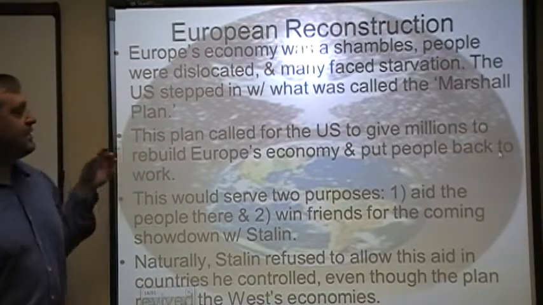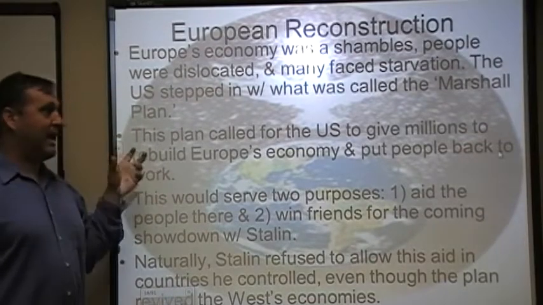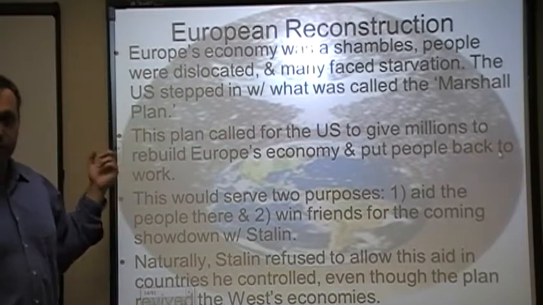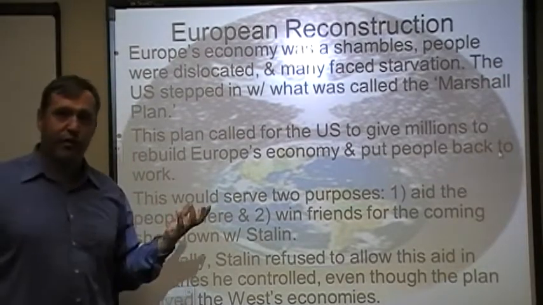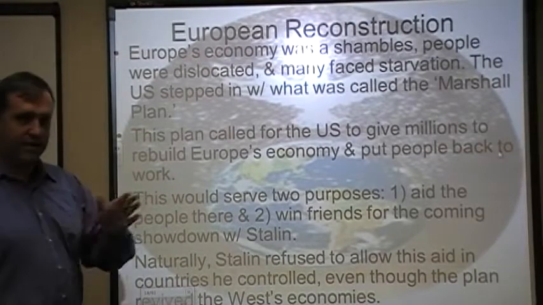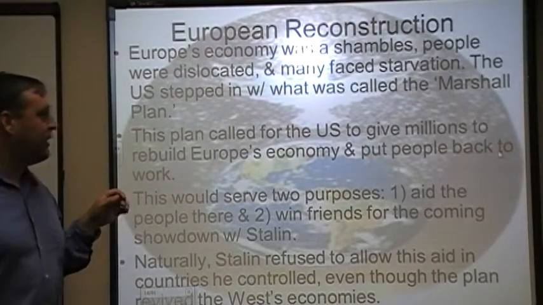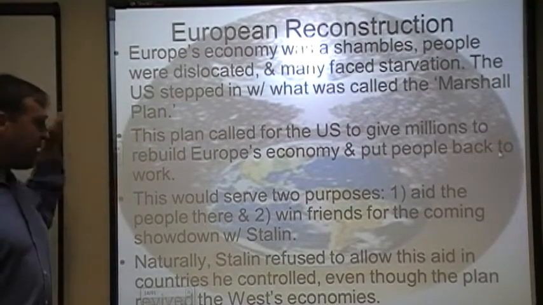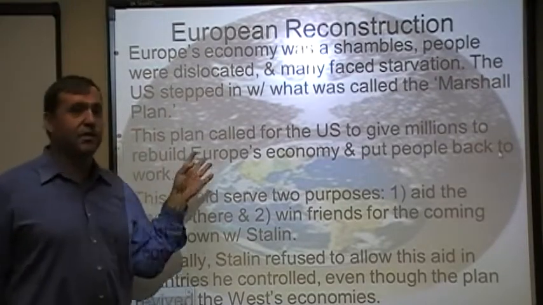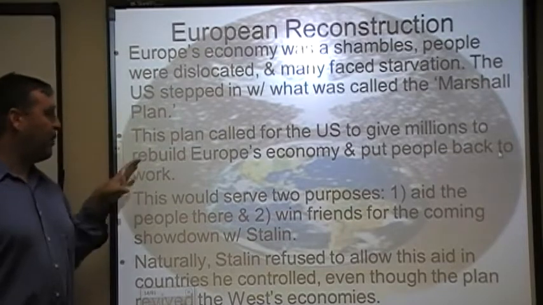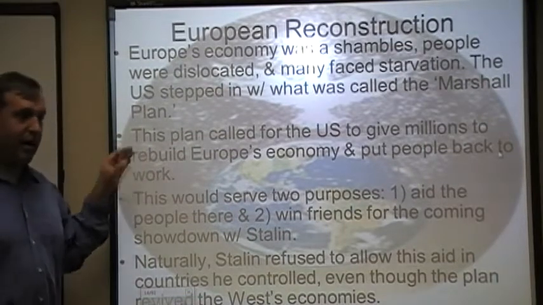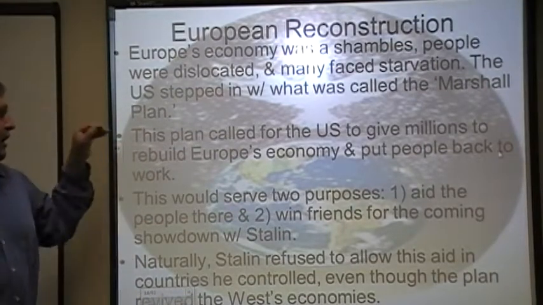The United States is going to step in to this diplomatic and economic vacuum with what it called the Marshall Plan. This was championed by Secretary of State John Marshall. He had been the top general for the United States during World War II and then kind of slid into the Secretary of State position after the war. Marshall's plan called on the United States to give millions of dollars to rebuild Europe's economy and put people back to work. All right, so the United States is going to invest its money here.